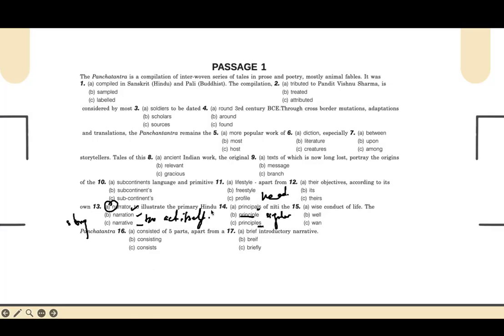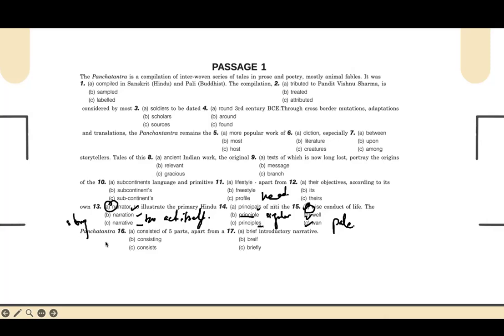To illustrate the primary Hindu principles of Niti, the wise, well, and won. Again, use the method of elimination. Wise is conduct of life. Well is an adverb, not suitable here. Won means pale, which is also irrelevant here. Again, principles of Niti, the wise conduct of life. So this will be the correct option.